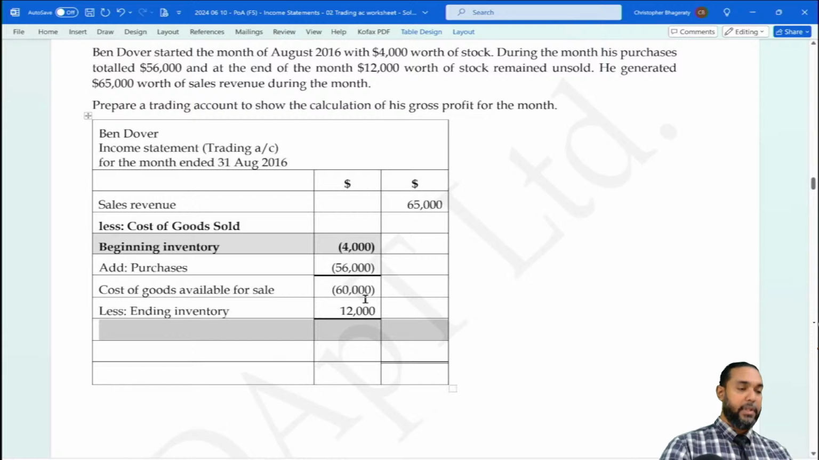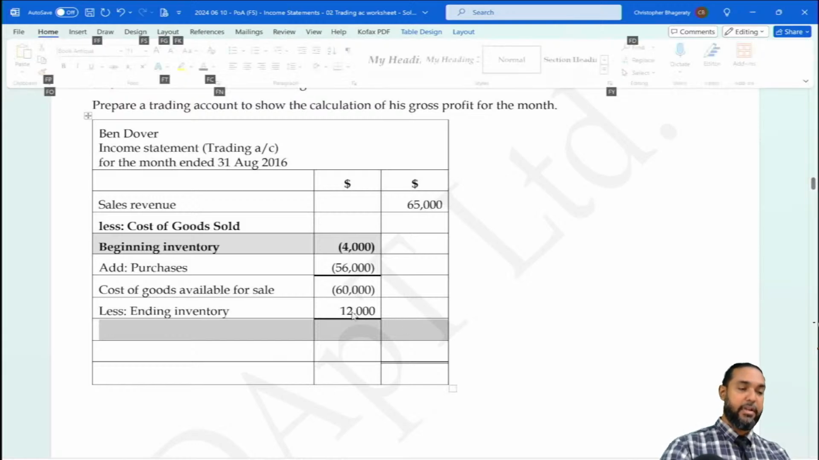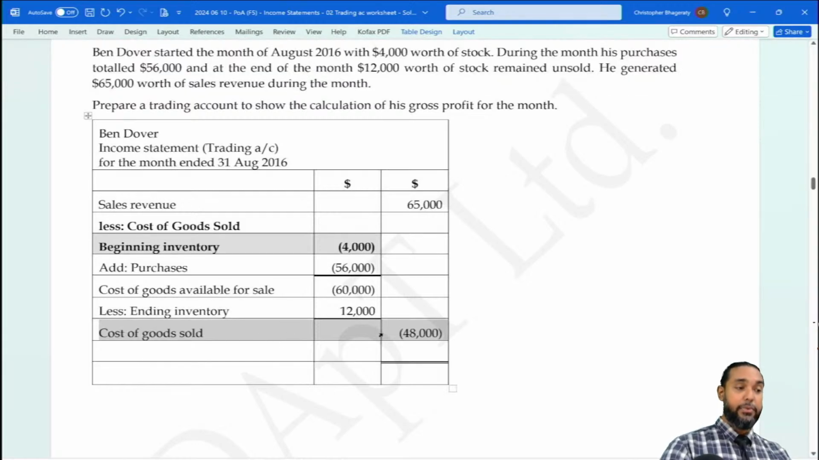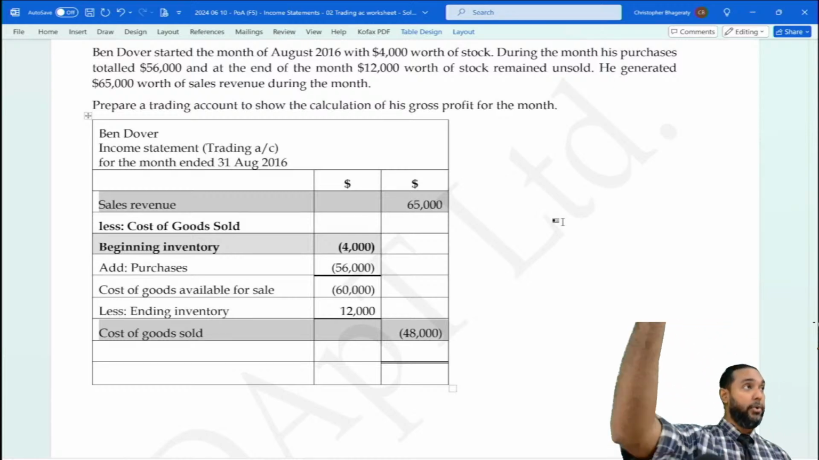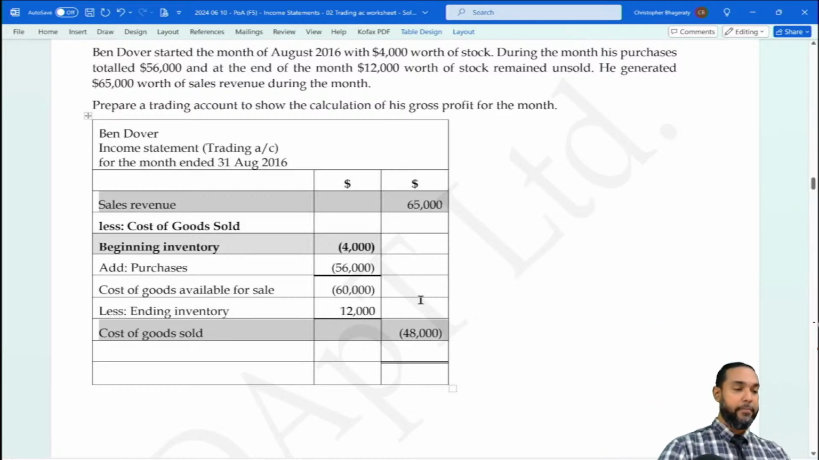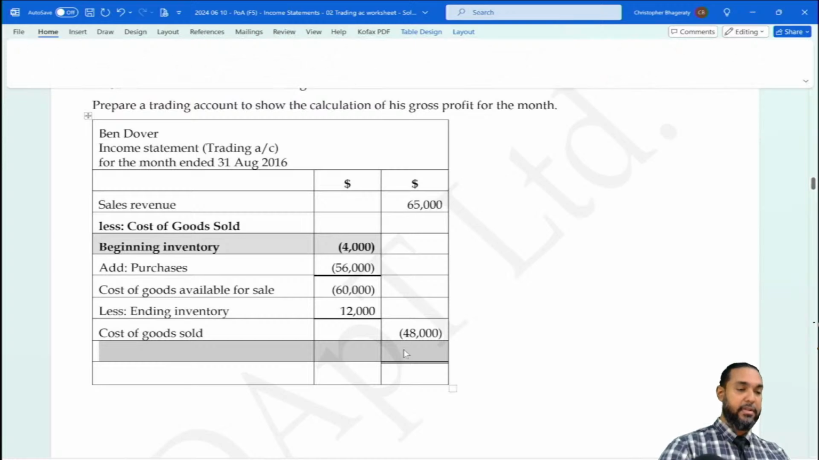Now, when you take your 12 away from your 60, you're going to get 48. And that is the cost price of the goods you sold. So the 65,000 worth of revenue was generated from 48,000 worth of expenditure. So you're matching the expenditure incurred with the revenue that it created. And 65 minus 48 is 17.